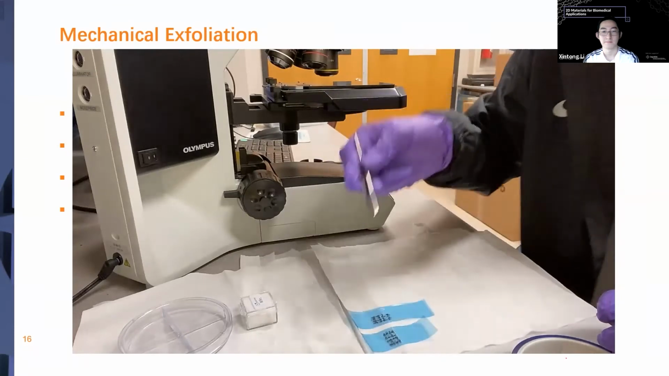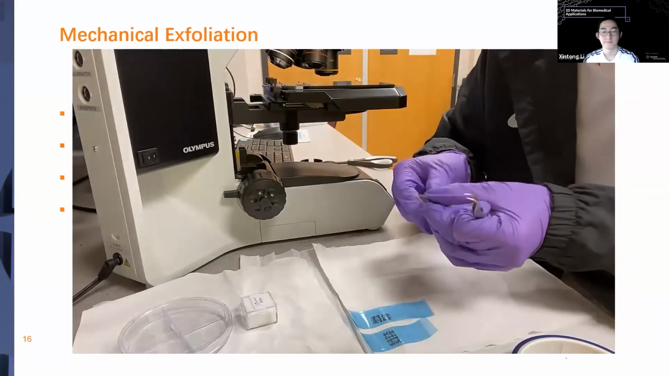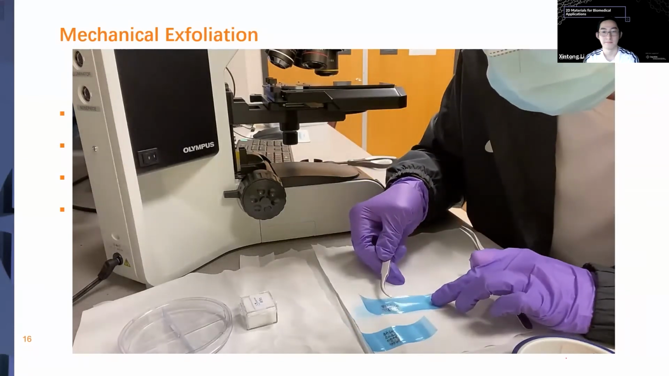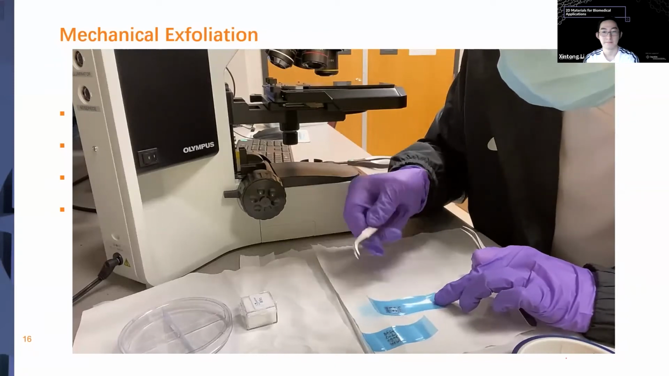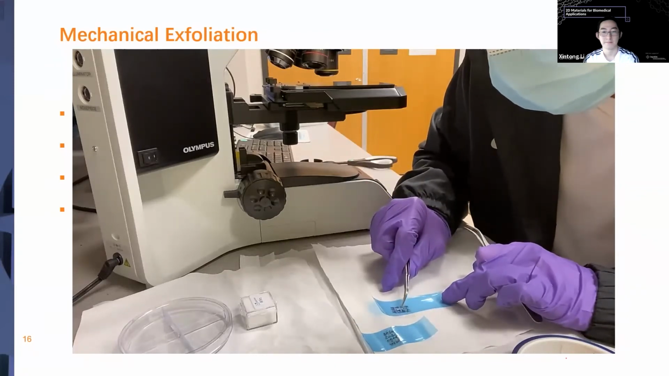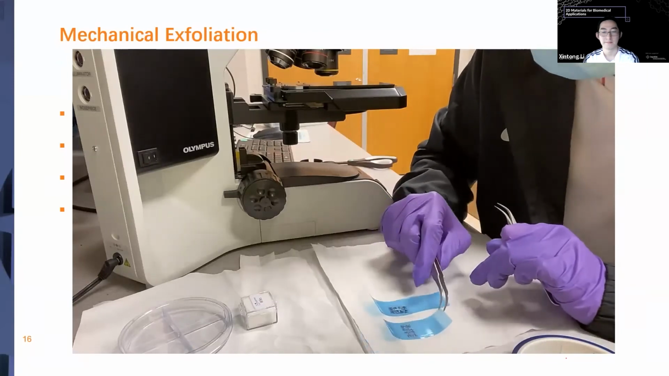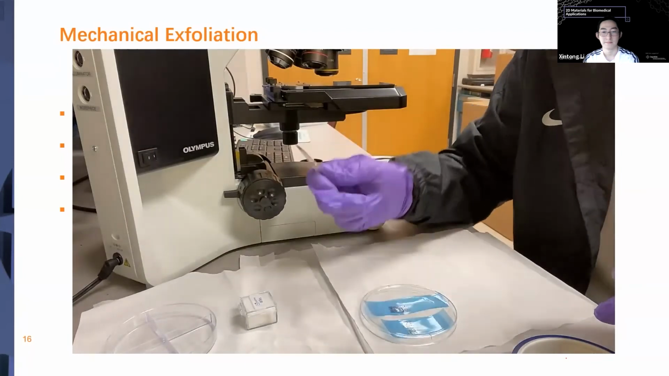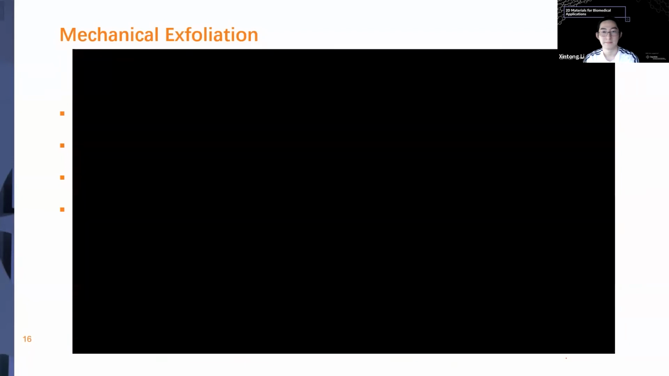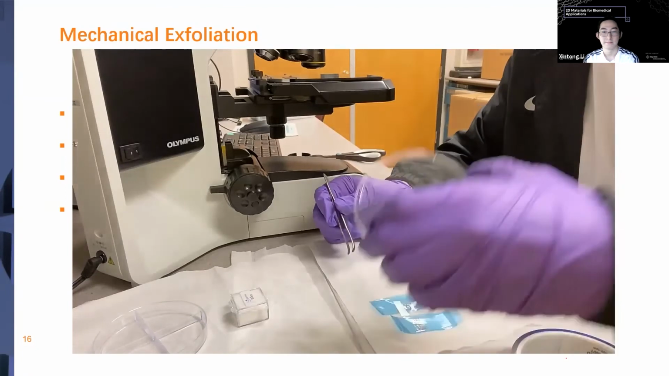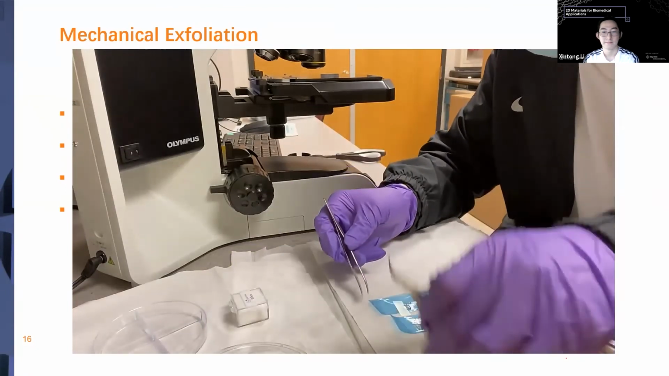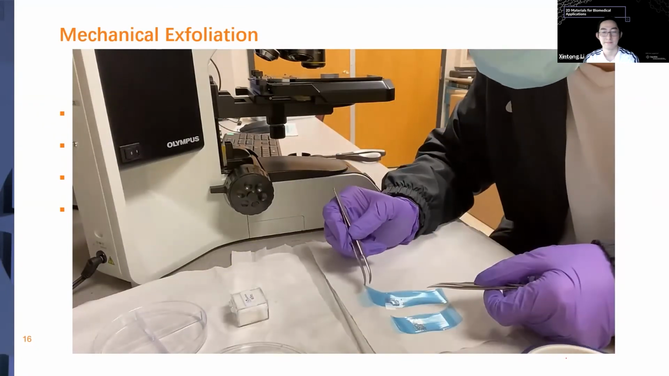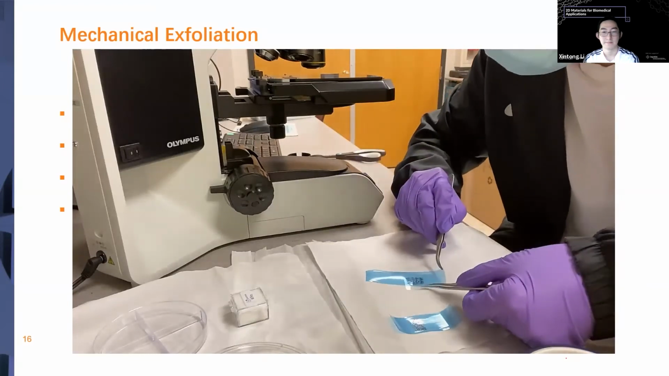Okay, I'll put this back. Then we're gonna put it on the 2D material like this, and press it a little bit, not too hard. And then we cover it and put it there for, for example, 1 minute. Okay, now 1 minute has passed, and we're gonna peel it off like this.